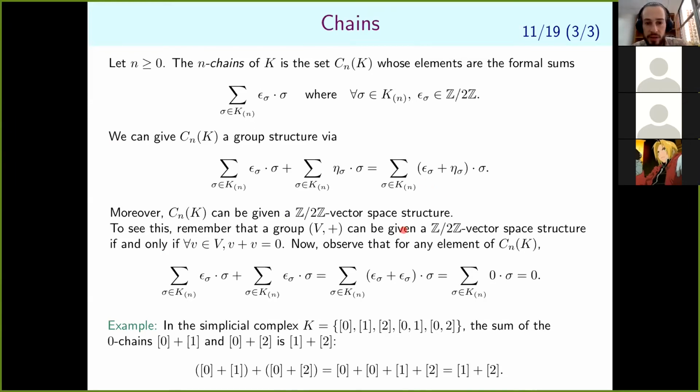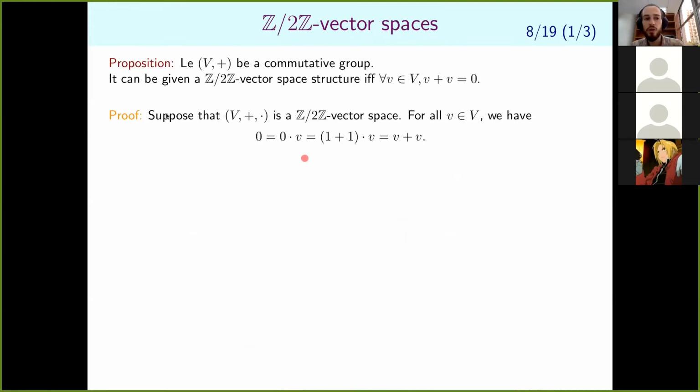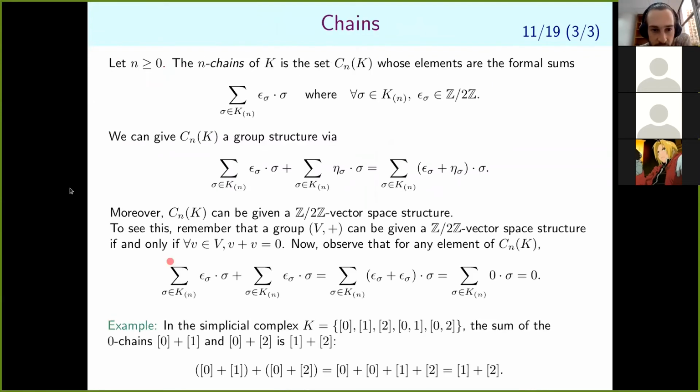Remember that I told you before that a group can be given a Z over 2Z vector space structure if and only if, when you take any element of it, the sum of the element plus itself is 0. So I will prove that. Let's get back to the chains.